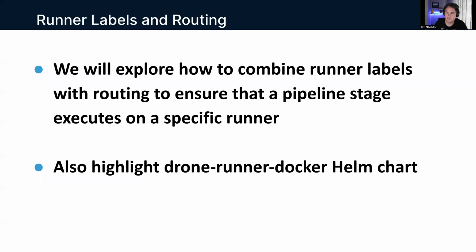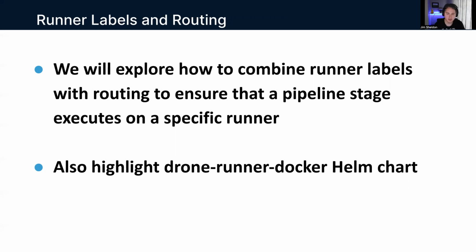I'll be showing how to combine runner labels with routing to ensure that a pipeline stage executes on a specific runner. And as part of this, since I'll be talking about Kubernetes, I want to highlight the new drone runner Docker Helm chart. So if you've done anything with drone in Kubernetes before, you've probably been using the Kube runner, the Kubernetes runner, and that's fine.